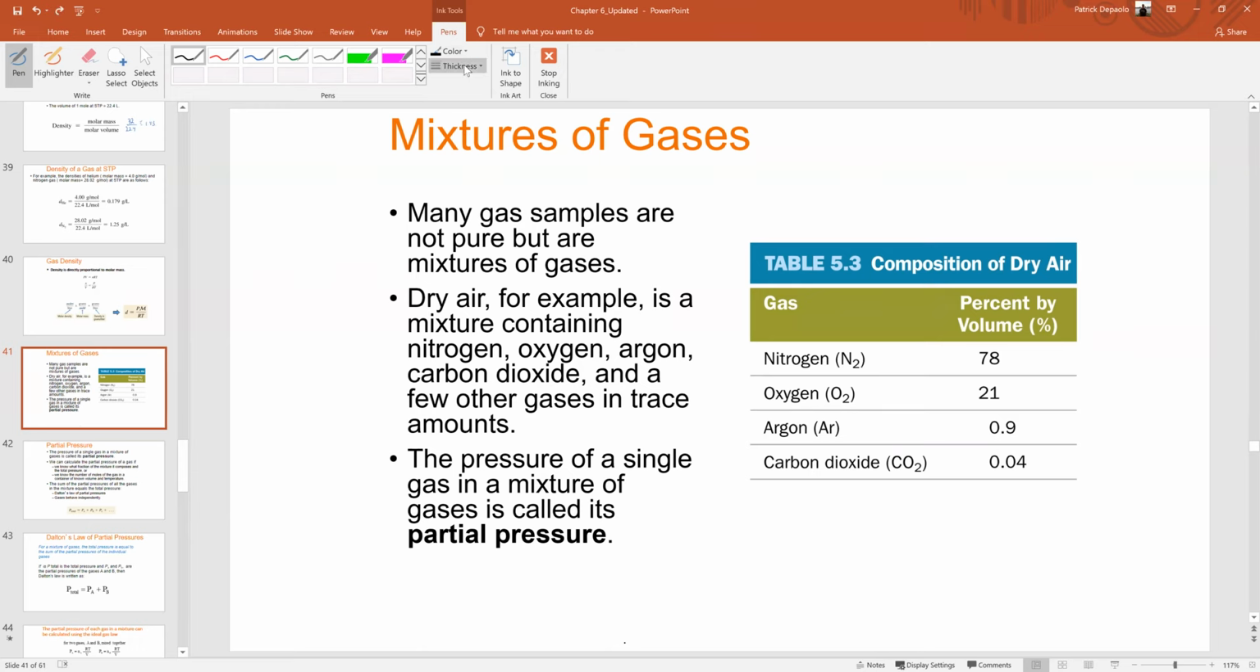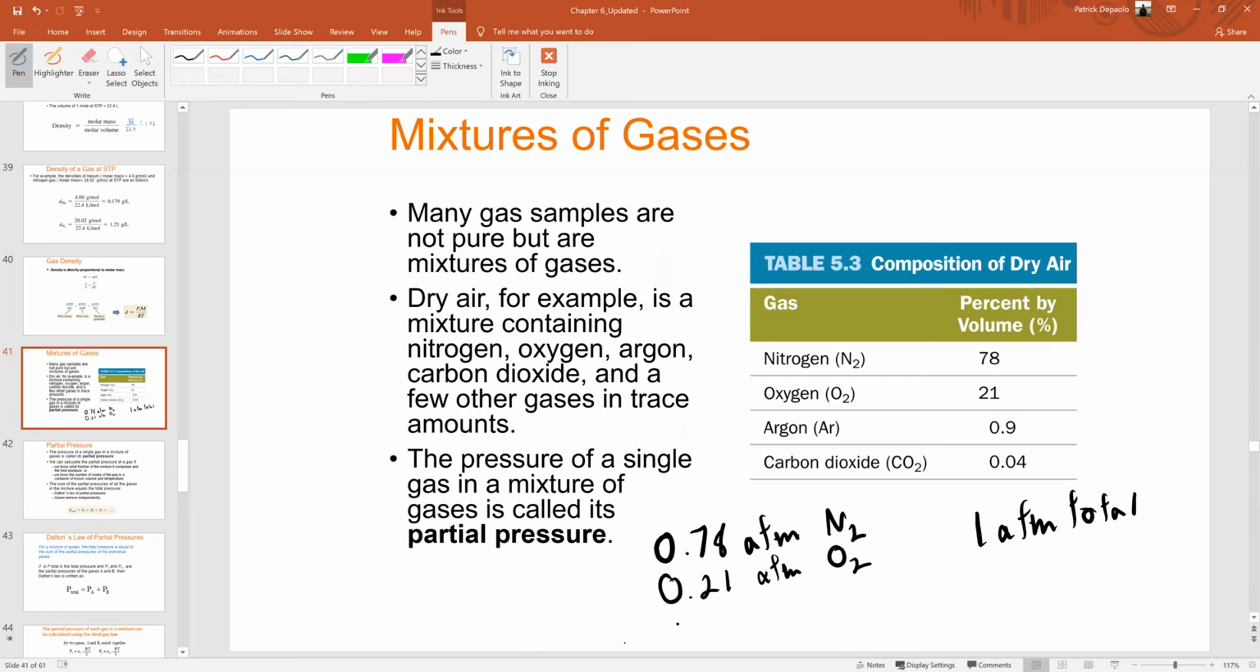So if you have a combined total pressure of 1 atm, then you can say 0.78 atm is for nitrogen, 0.21 atm is oxygen, 0.009 atm is argon, and 0.0004 atm is CO2. That's what you can say.